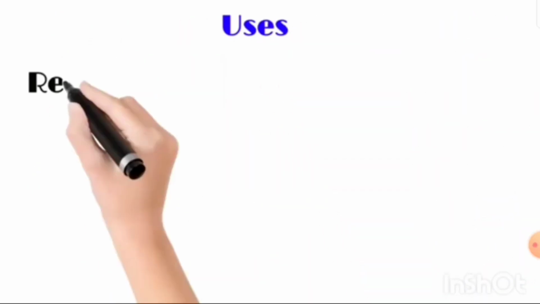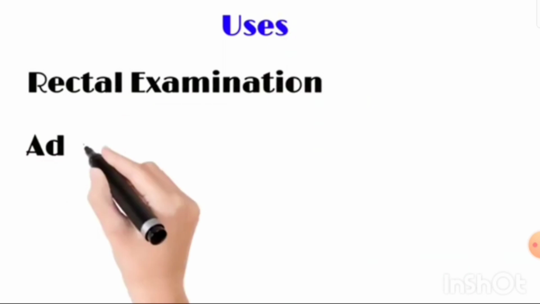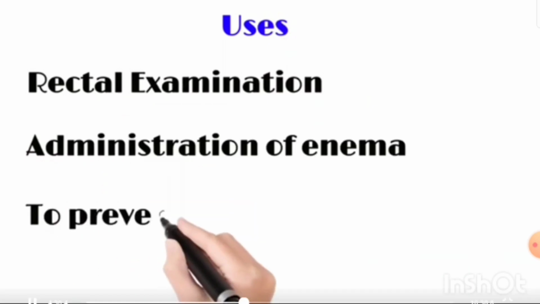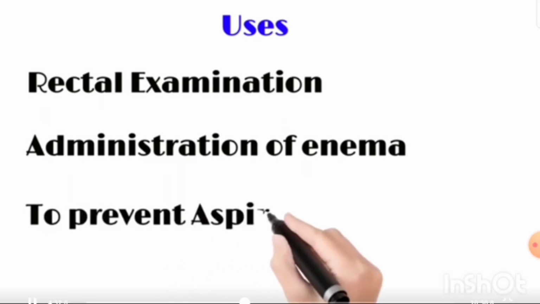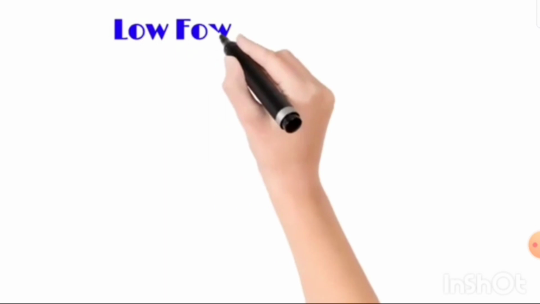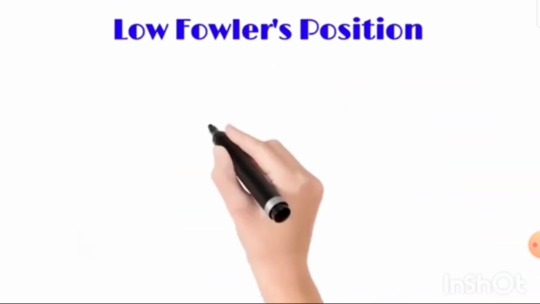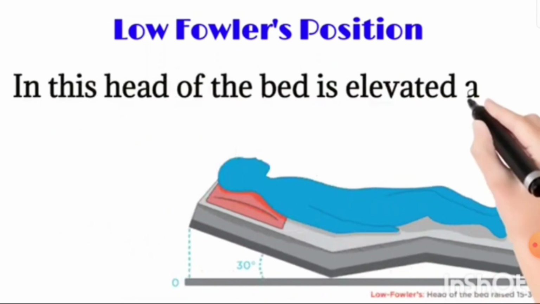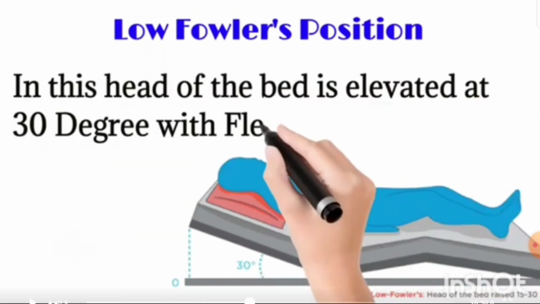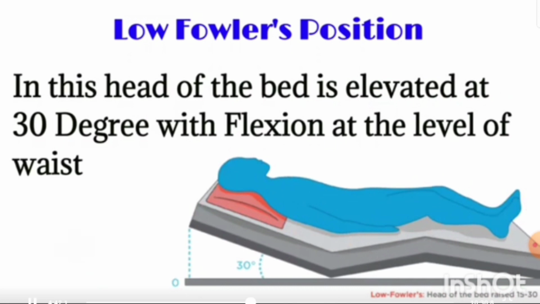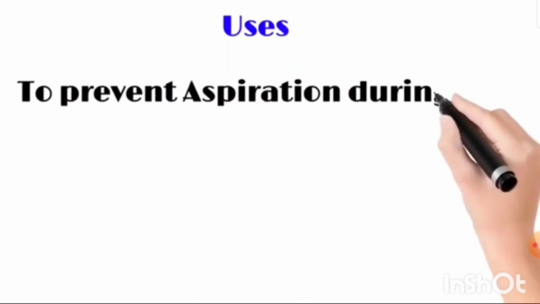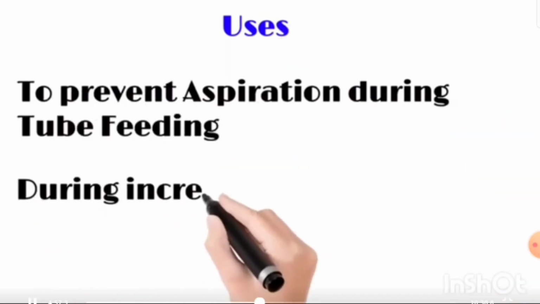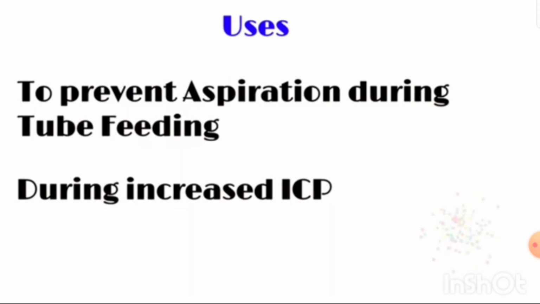The uses: rectal examination, administration of enema, and to prevent aspiration. And the low Fowler position. In this, the head of the bed is elevated at 30 degrees with flexion at the level of the waist. Uses: to prevent aspiration during tube feeding and during increased intracranial pressure.